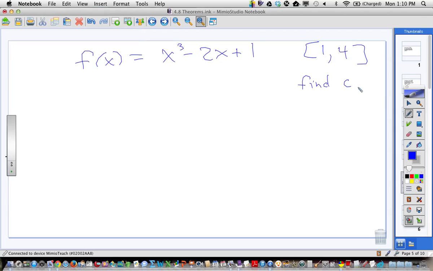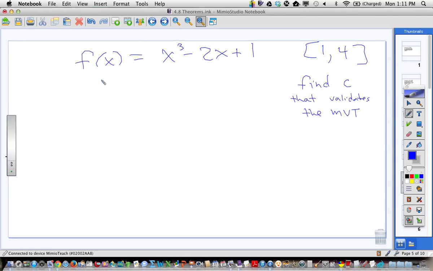Find c that, I don't know what word I want to use there. I can't think off the top of my head what they use in the homework. I'll say validates. That's not the term you're probably going to hear. But find the c that validates the mean value theorem. Find the c that you would get according to the mean value theorem. Okay?